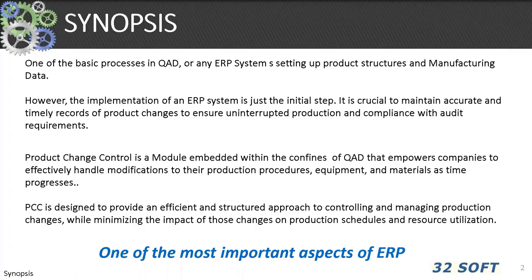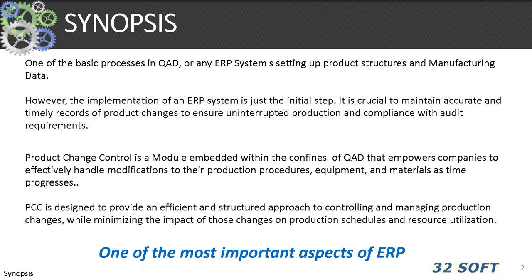One of the basic processes for QAD or any ERP system is setting up product structures and manufacturing data. However, the implementation of an ERP system is just the initial step. It is crucial to maintain accurate and timely records of product changes to ensure that there's an uninterrupted production and compliance with audit requirements.